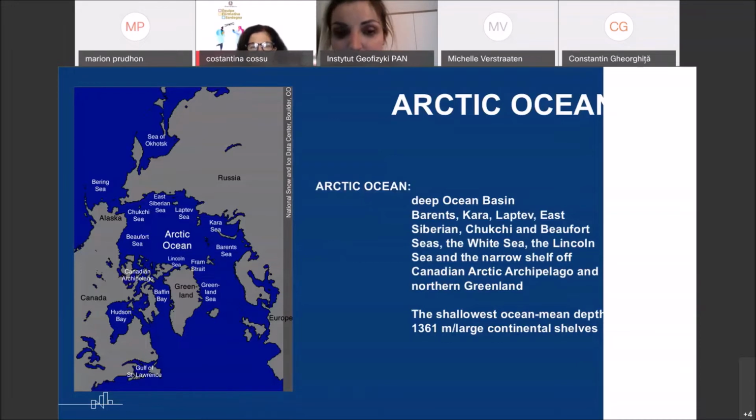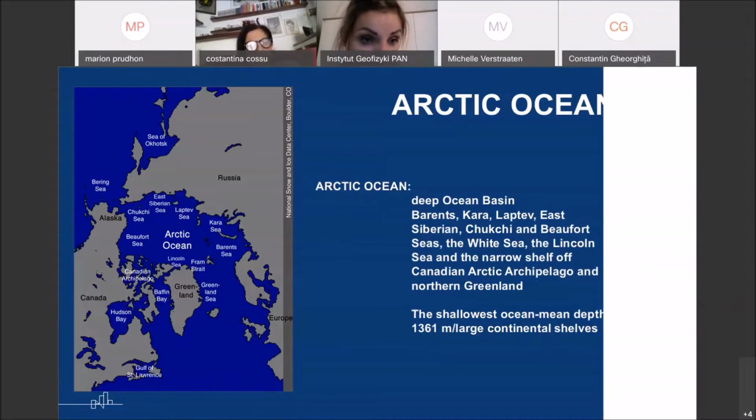So there's the Barents Sea, Kara Sea, Laptev Sea, Siberian Sea, Chukchi, Beaufort, Greenland Sea, and so on. Lots of those shelf seas, which are pretty shallow. So it's not only the shallowest of all the oceans, but like I said, it has significantly larger continental shelves than all the other oceans.